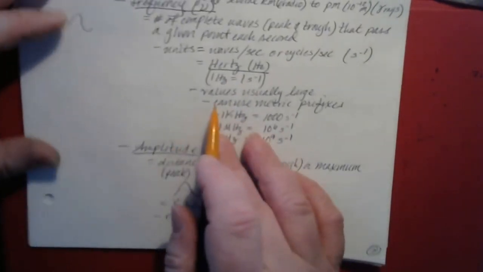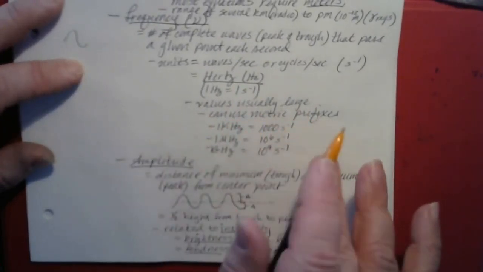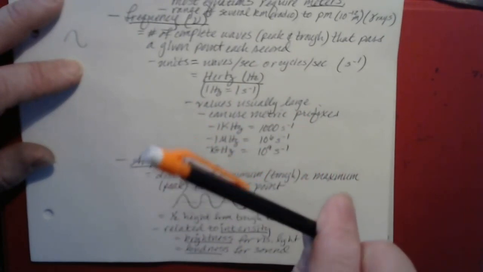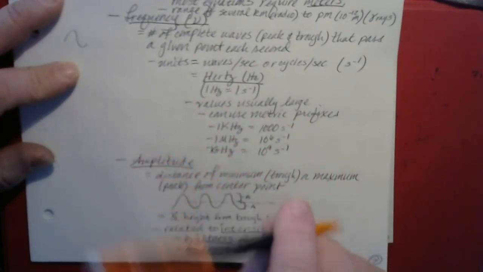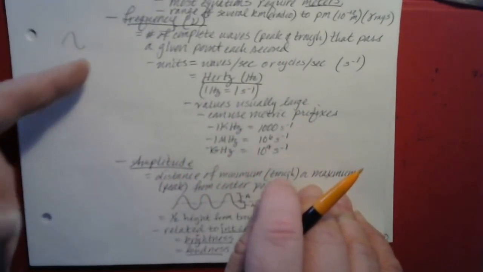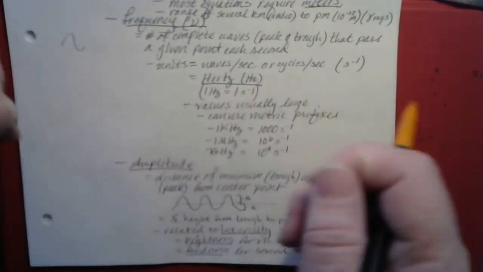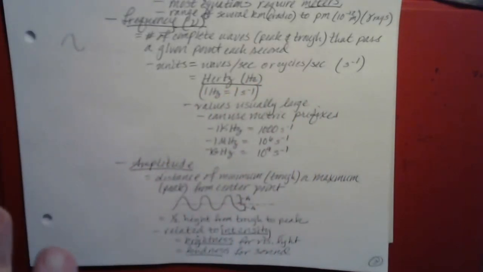The values for frequency are usually large. Even for the longest wavelengths, the values for frequency will be quite large, because we're talking about individual waves passing a given point every second for something that's moving at the speed of light. So even if those waves are really long and stretched out, there's still going to be quite a few of them traveling past a given point every second. And so hertz tends to be used a lot with metric prefixes.